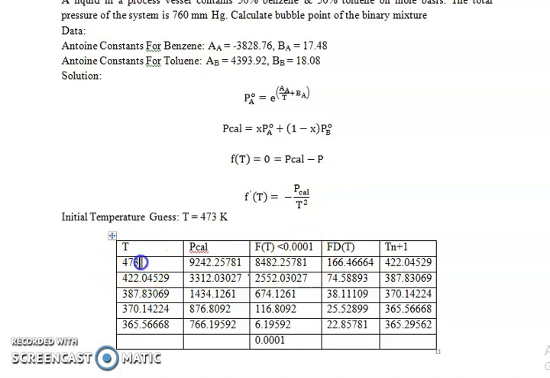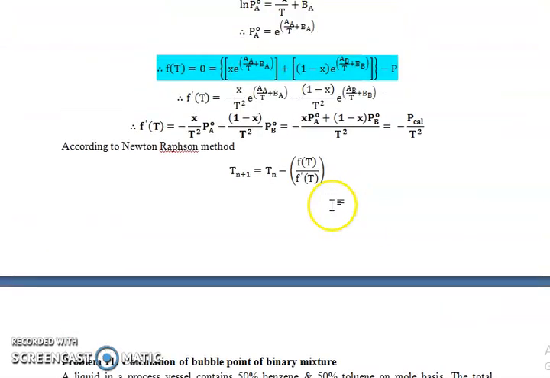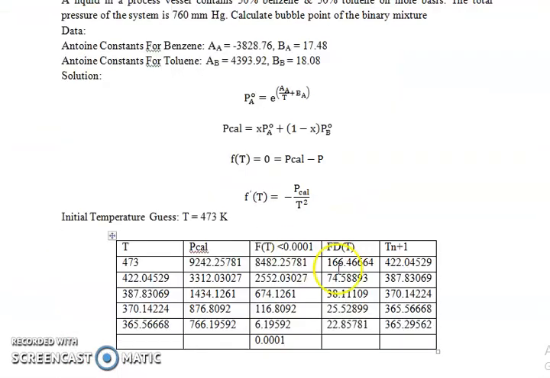By putting the T value in the first equation, we got the value of f(T) equal to 8482, which is way above the 0 value. So again we have to derive this equation and put in the value of Tn. The next Tn value we have calculated using this function, and the Tn value calculated becomes 472.